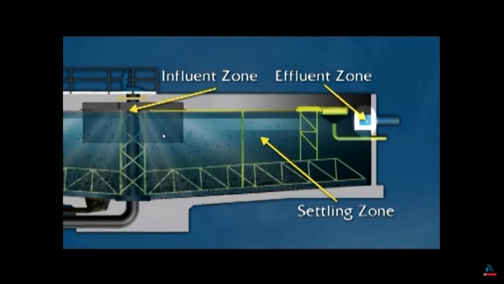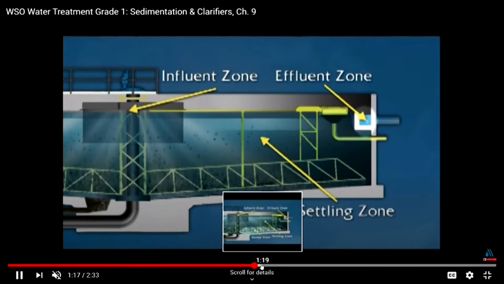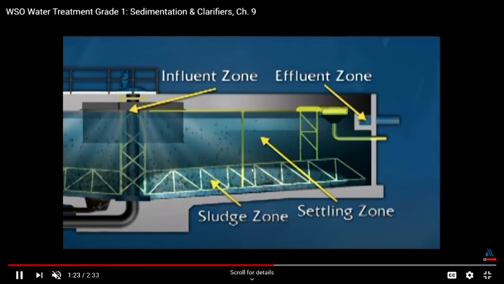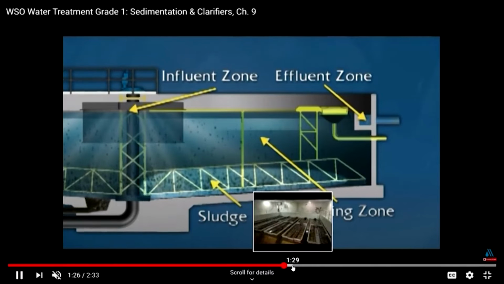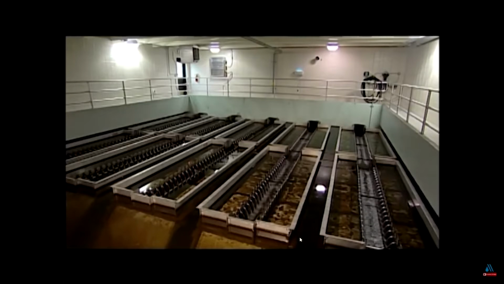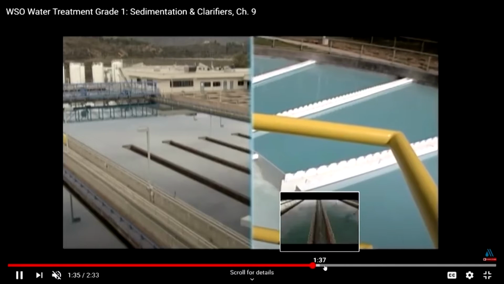So, influent zone, effluent zone, settling zone, and then we should also have another zone. This is called the sludge zone, where the sludge is collected, and then you have the hopper here. You see the hopper that is going to scrape your sludge, and the sludge that is collected at the bottom is going to be removed. Again, there are different kinds, circular ones.